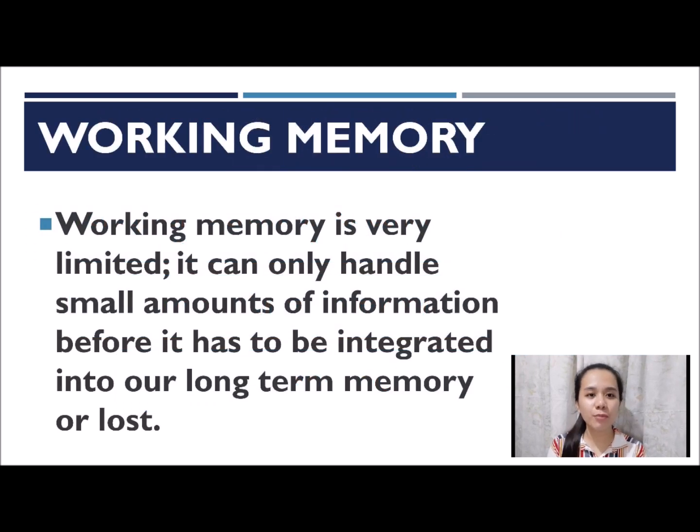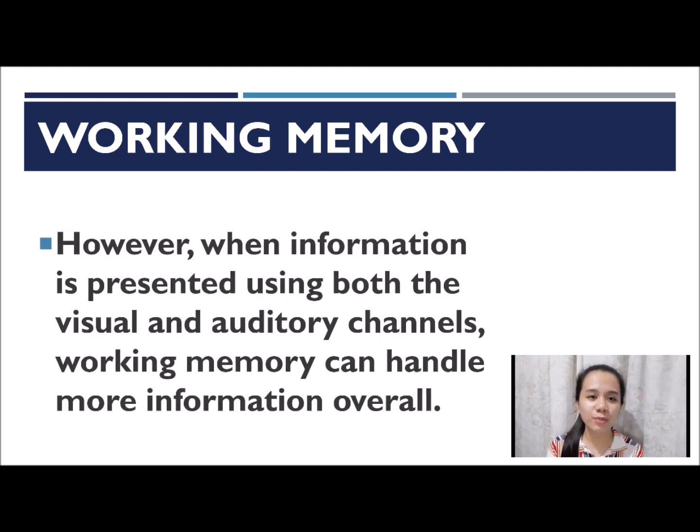Before this information goes to our long-term memory, it is first processed by our working memory. Unfortunately, our working memory is very limited because it can only handle small amounts of information. According to George Miller, our brain can only process 7 pieces of information at a time, and it can only keep it for 20 seconds. That's why we have to be quick to take advantage of it. However, when information is presented using both the visual and auditory channels, our working memory can handle more information overall. And this is where multimedia enters. But the challenge is we have to use it effectively.